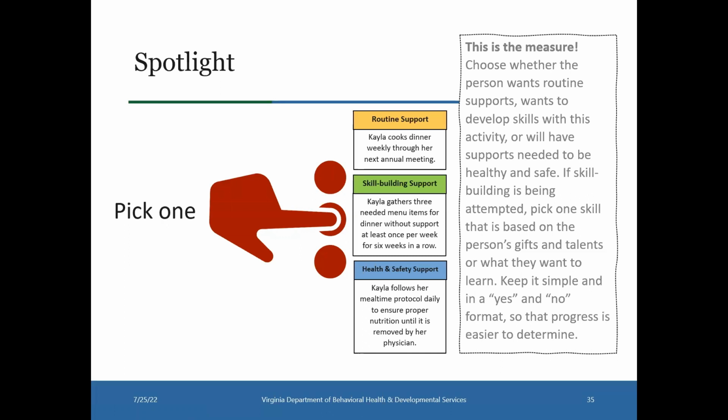For the second one, if you decide, well, Kayla really wants to learn to cook. She wants to develop her ability to cook, and we're going to focus on skill building. So we have the example of Kayla gathers 3 needed menu items for dinner without support at least once per week for 6 weeks in a row. So this is the most complex measure out of the 3. It's the one that is required in many services, and there has to be at least one, but it really should be based around the person. So if somebody has a lot of interests and they're very active, you would expect to see more skill building activities in that person's plan. Skill building is really based on that person's gifts and talents and what they want to learn.